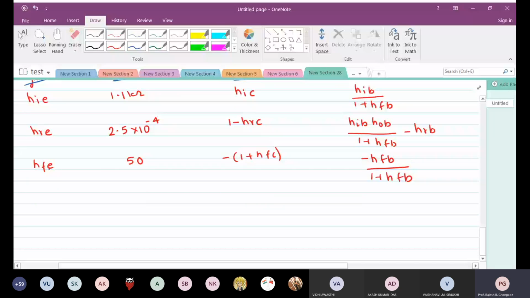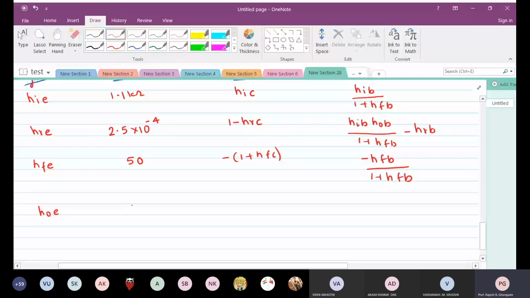What about the fourth parameter, HOE? What will be the units of HOE? What is the ratio of it basically? How do we find out HOE? It is the ratio of current by voltage, delta IC upon delta VCE.